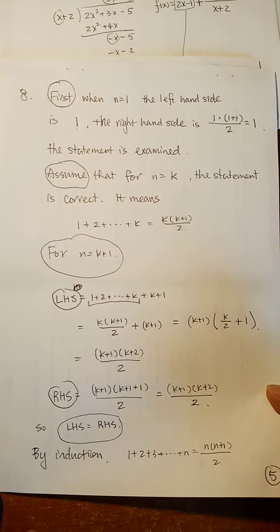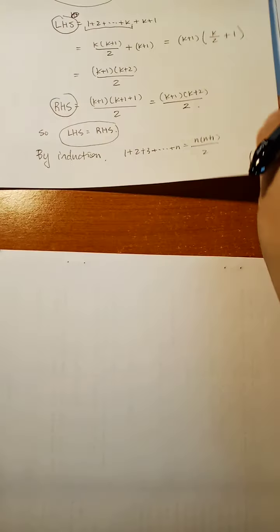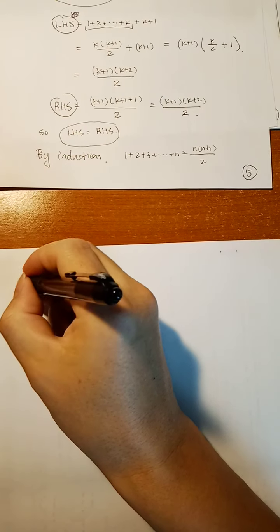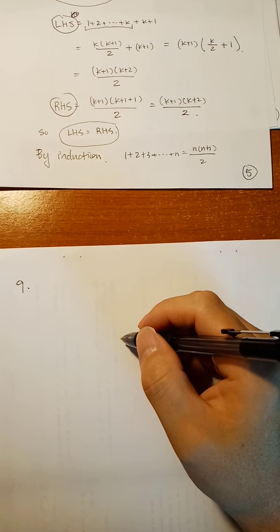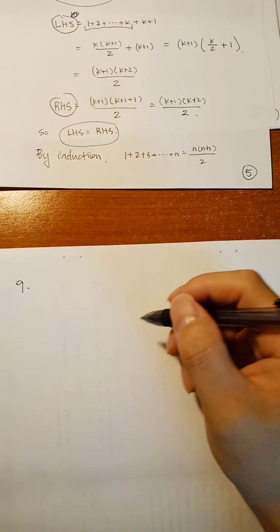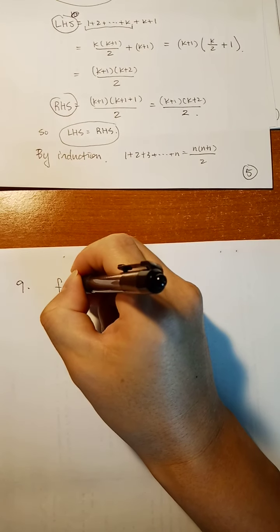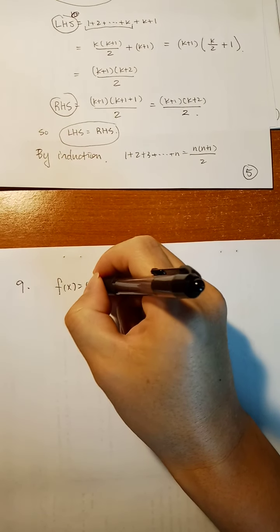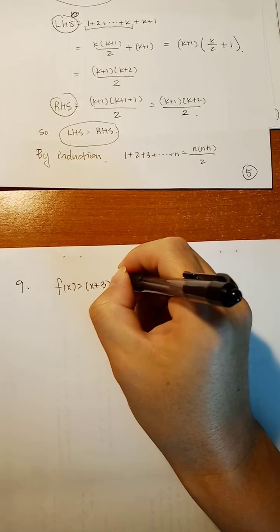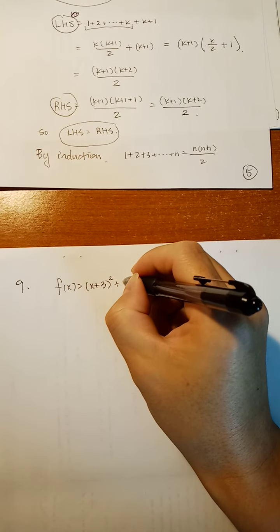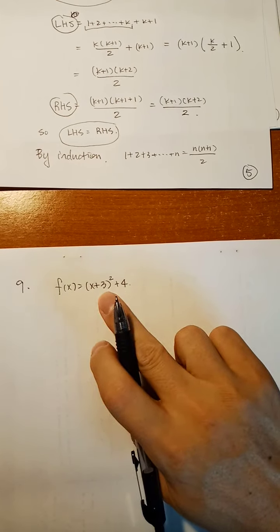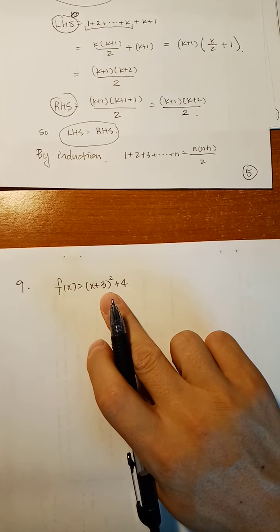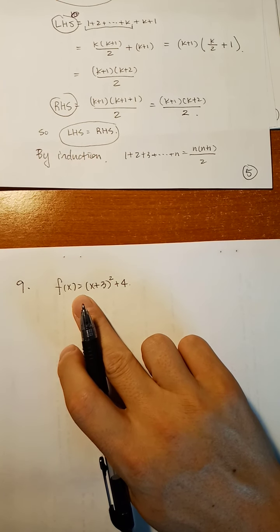Okay, so this is problem 8. Then problem 9. Determine on what interval the function is increasing and on what interval the function is decreasing. We have this function. This function is a polynomial, a quadratic. Let's say it's a parabola. For a parabola, you have the vertex, you have the symmetric axis, and you have the opening.